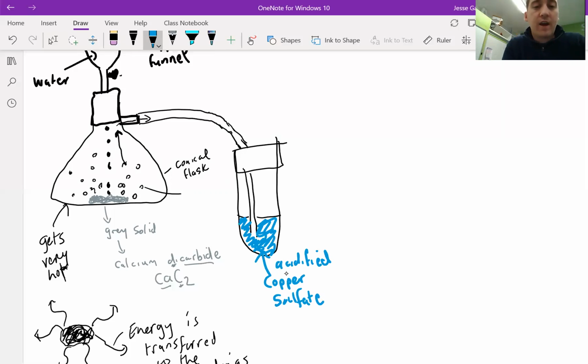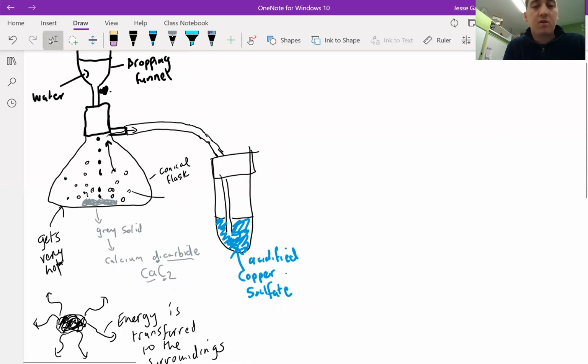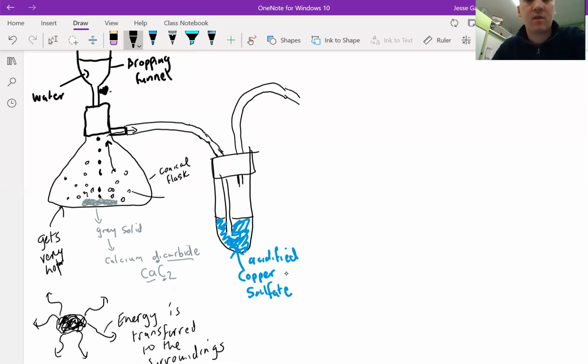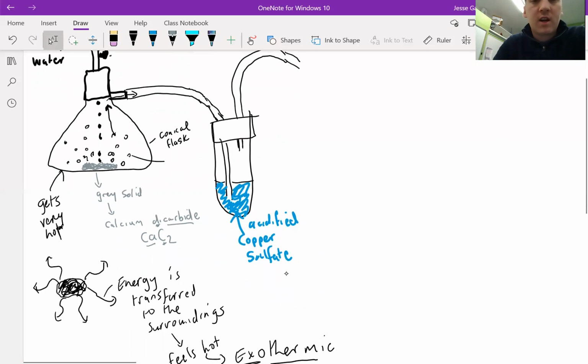So when our Ethyne gas and our impurities bubble through the acidified copper sulfate, the Ethyne gas is allowed to bubble through and continue on, but our impurities react with the copper sulfate and stay where they are, getting trapped by the acidified copper sulfate. So the acidified copper sulfate traps impurities.